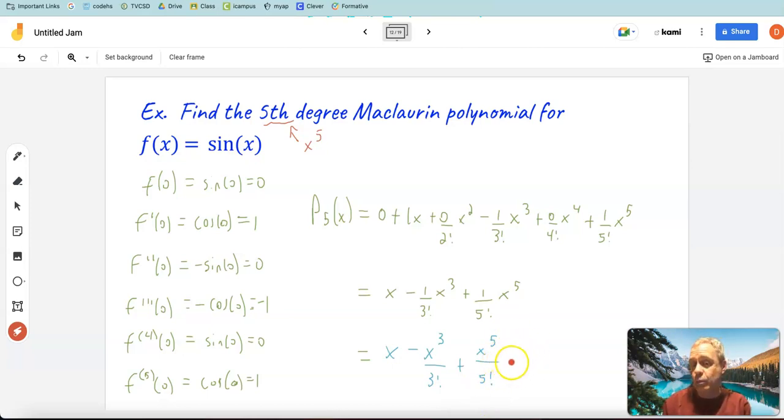And if you had to guess what the next non-zero term to these Maclaurin polynomials would be, if we continue to extend this outwards, you might guess that it would have to be negative because of the patterns here.